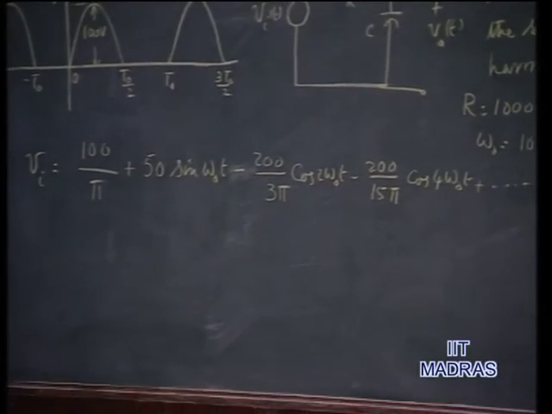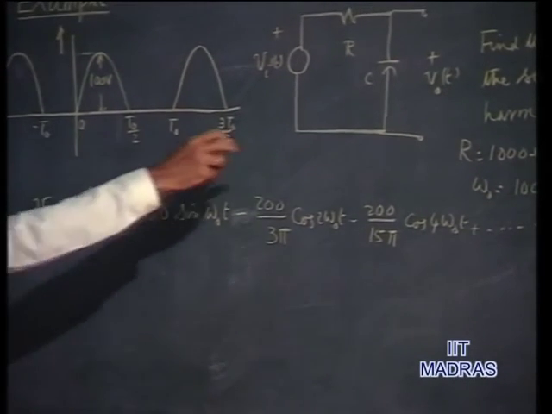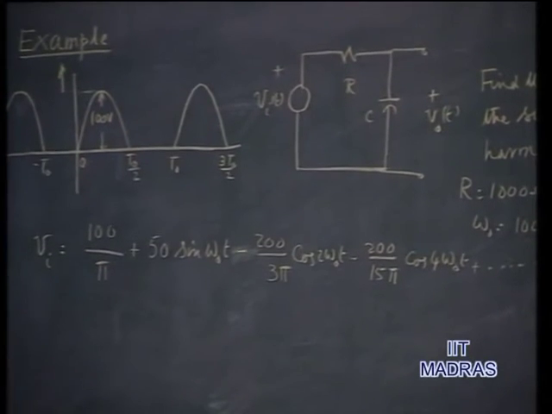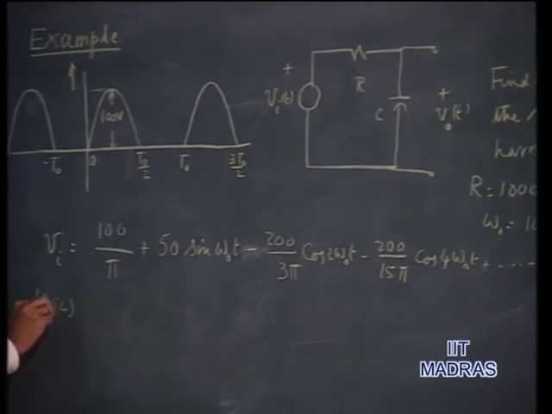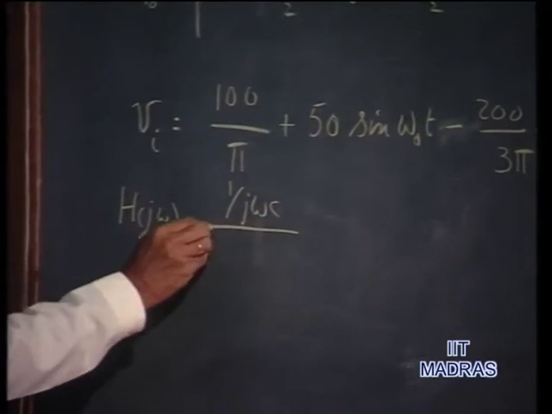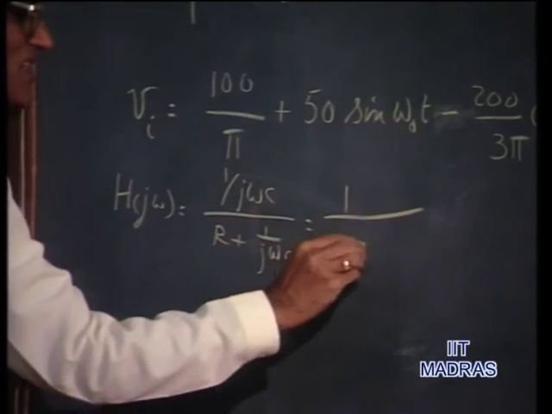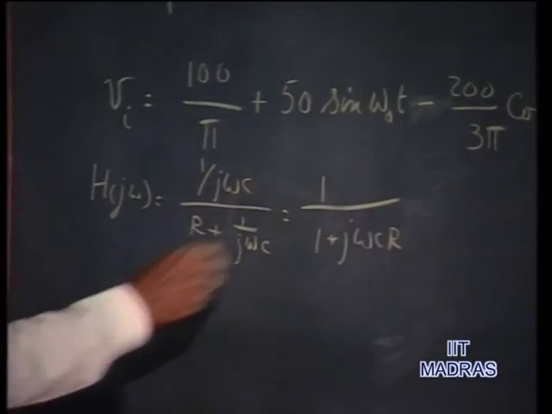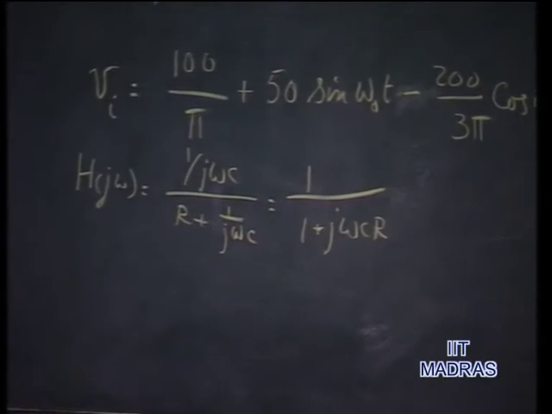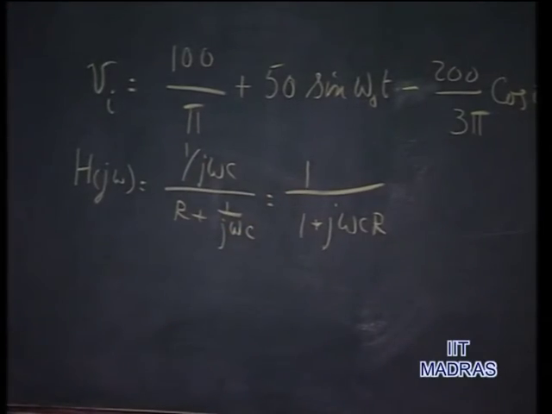For each one of these we would like to find out the corresponding output quantity, and to do that we must find out the output voltage to input voltage ratio as a function of frequency. So the system function in this case, H of j omega, by potential divider action is 1 over j omega C divided by R plus 1 over j omega C, that will be 1 over 1 plus j omega CR. This is the general system function as a function of frequency omega, but we are interested in evaluating this for particular values of omega, which are omega naught, 2 omega naught, 4 omega naught, and so on.